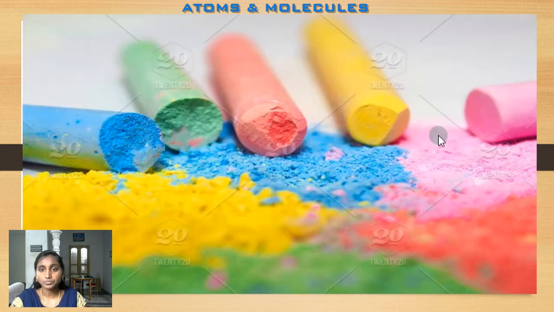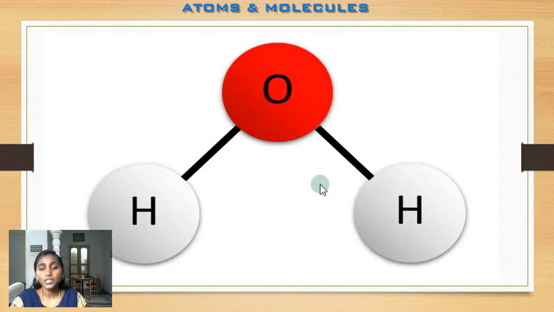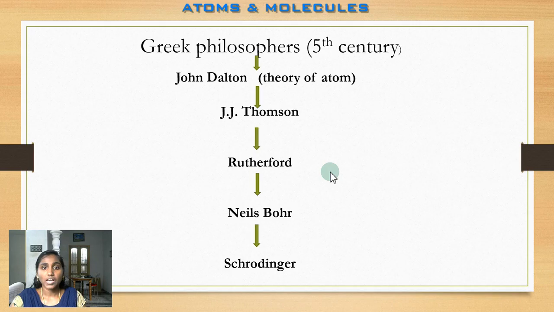Have you understood the difference between atoms and molecules? Atom means the smallest indivisible particle. We cannot divide it further. That is called an atom. Molecule means two or more atoms combined together to form a compound. That is called a molecule.